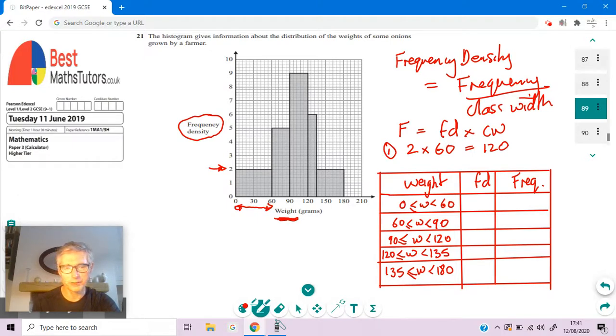And so we need to fill in, first of all, the frequencies for each one of these frequency densities. So the first group is 2. The next group, so we just read across from here, that's 5. The next group we've got, you can see that's 9, so we read across there, that's going to be 9. The next group is 6. And the next group again is 2.